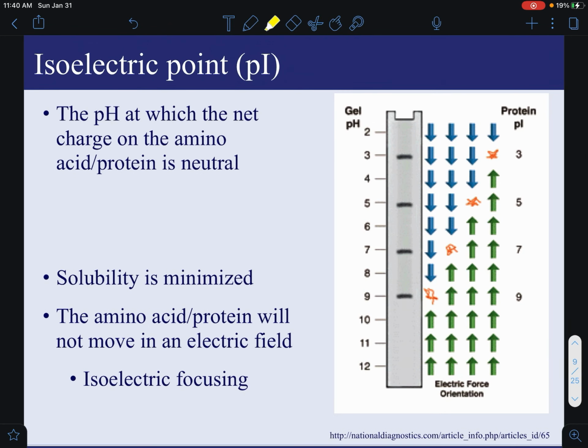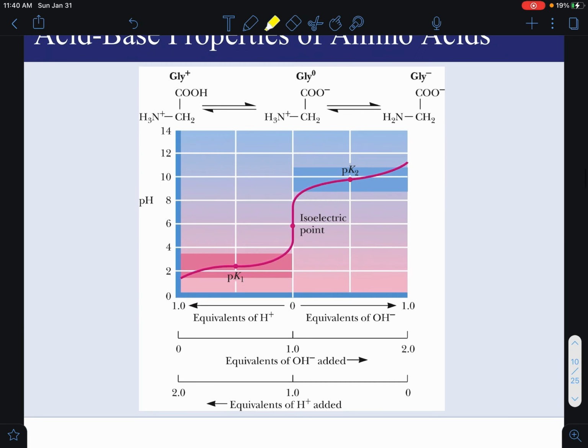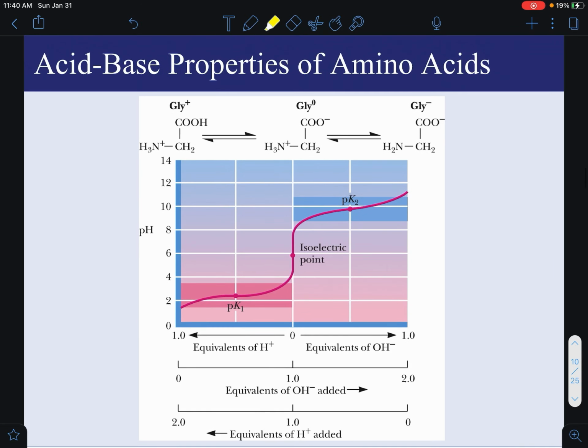So moving on, we're starting to talk about isoelectric point. This is the pH at which the net charge on the amino acid is neutral. Solubility is minimized and the amino acid or protein will not move in an electric field. In a lot of diagrams, you see this described where the isoelectric point is in between the pK1 and the pK2.